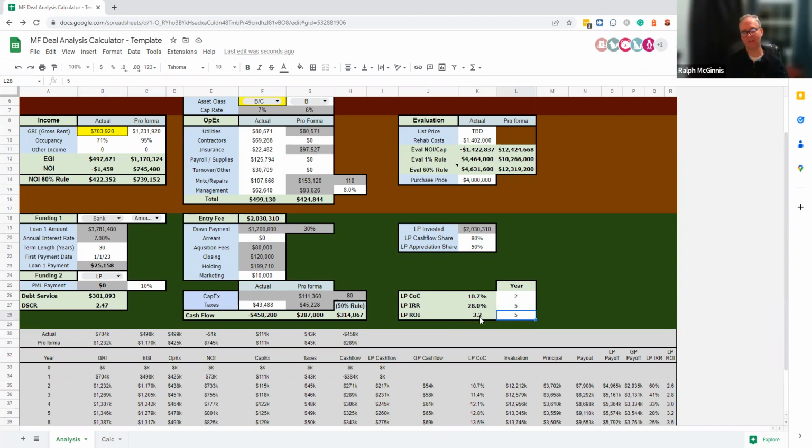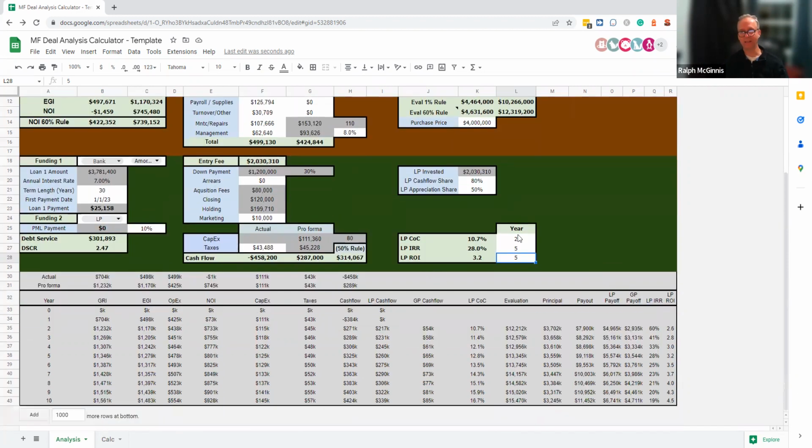And I like to look at a 3x. So if they put in $100,000, 5 years later or less, then they'll get $300,000 out of the deal with all of their monies combined: the cash flow, the appreciation, and the principal paydown. These three numbers are the most important numbers for investors.